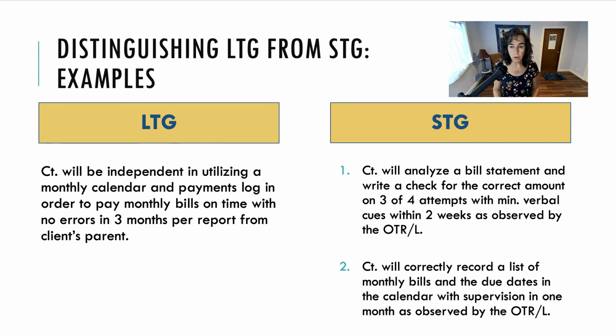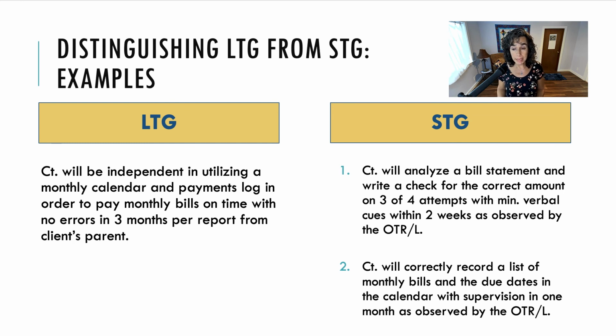The short-term goals could be as follows. And there's a lot of different short-term goals that you could write for this long-term goal. So again, you're going to figure out what is it that is hard for this client and write those short-term goals to that information that was identified in the evaluation. Okay, so number 1, the client will analyze a bill statement and write a check for the correct amount in 3 of 4 attempts with minimal verbal cues within 2 weeks, as observed by the OT.